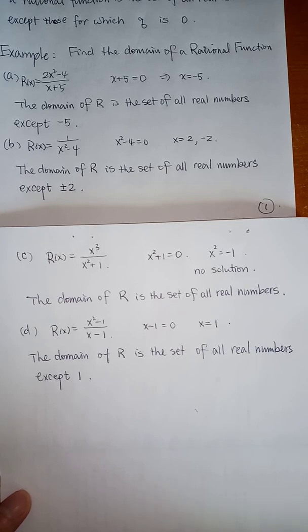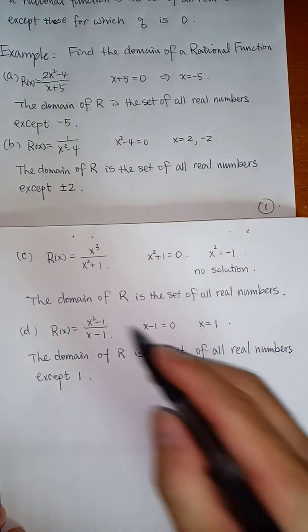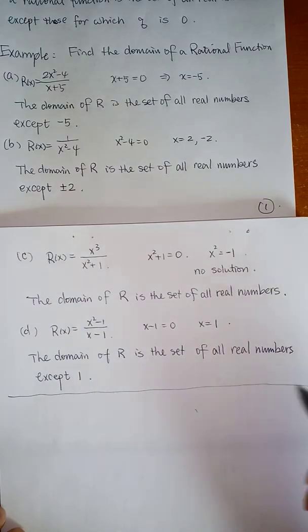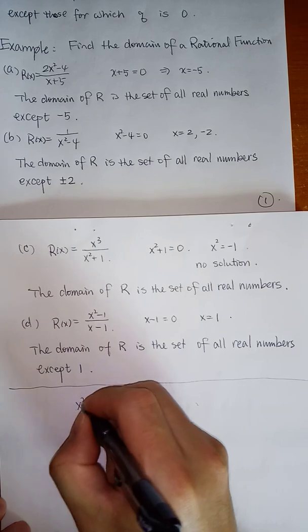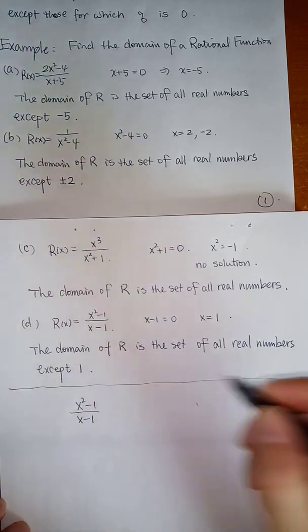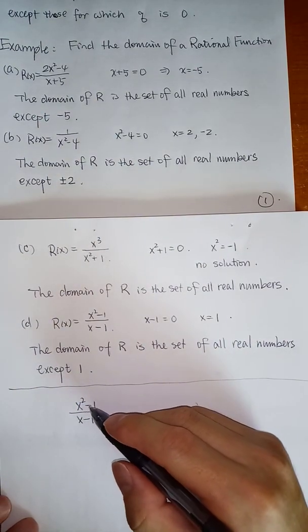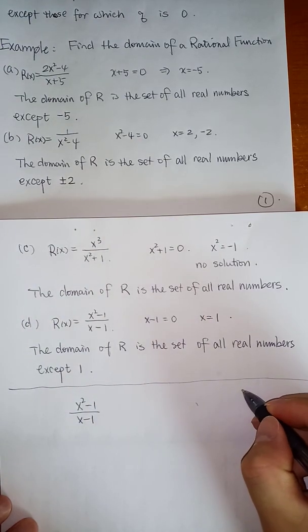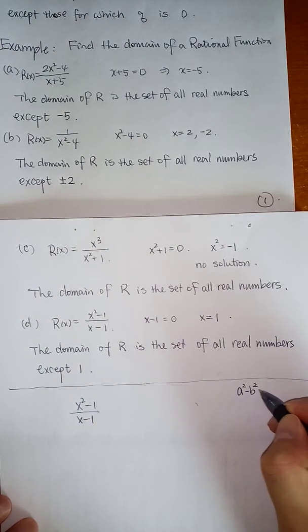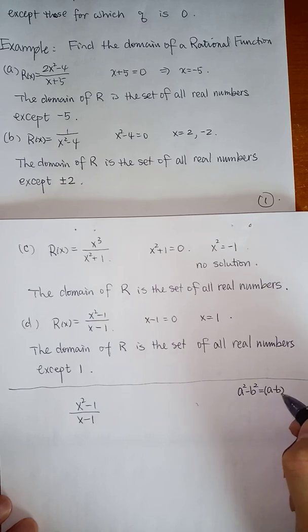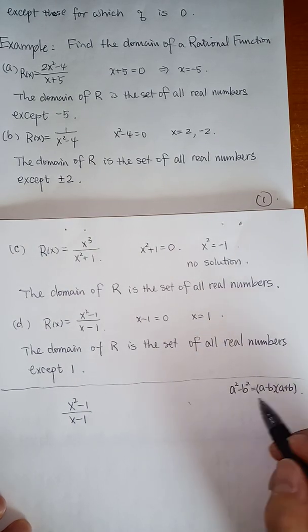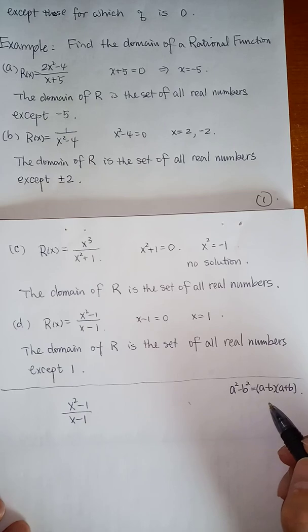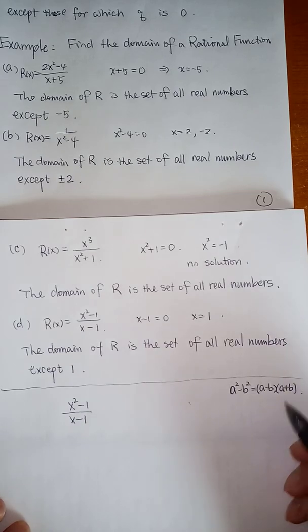Okay. And let's study this last example a little bit. x squared minus 1 over x minus 1. We know how to factor x squared minus 1. If we have a squared minus b squared, it is a minus b times a plus b. This is an important formula. You factor the difference of squares: a squared minus b squared is a minus b times a plus b.